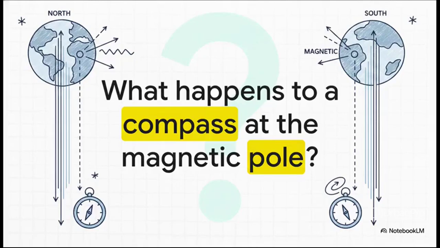Which actually brings us to a really fun question. We know a compass needle aligns with magnetic field lines, right? So what happens if you hold a standard horizontal compass exactly at the magnetic north or south pole? Well, because those magnetic field lines are diving vertically, straight down into the Earth or straight up, the horizontal component of the field just drops to zero. Your compass needle would experience no horizontal force at all, rendering it totally useless. It could just point in any arbitrary direction.